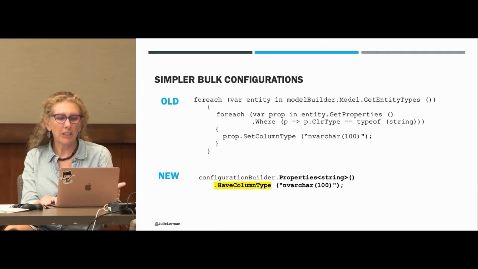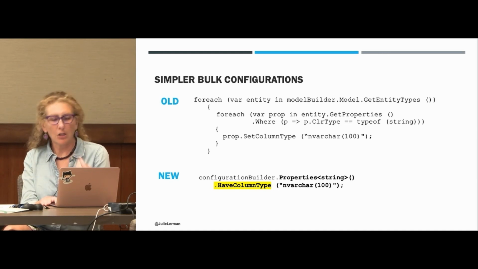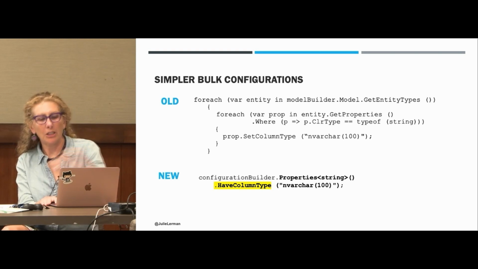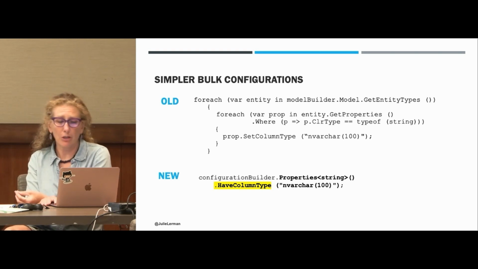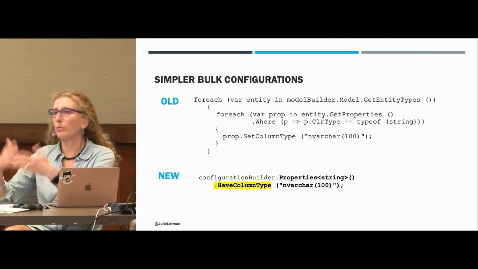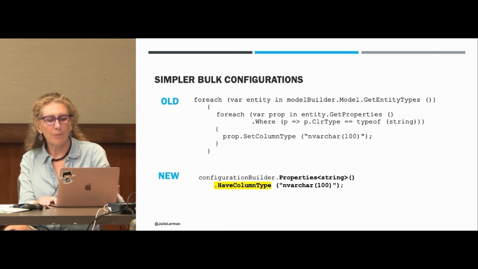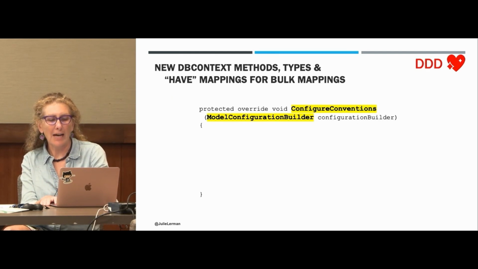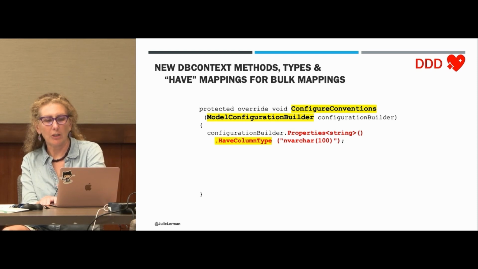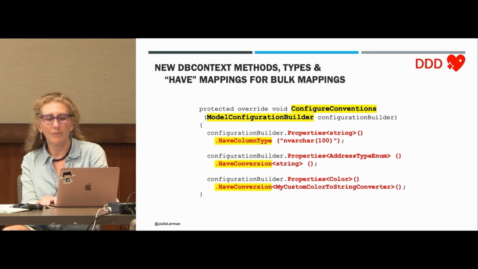Then just quickly, if you've used mappings to change things, like you always want a string to be an nvarchar(100) instead of nvarchar(max), we used to have to do it for every single entity, every single instance of any property throughout your whole model. Now we have bulk configuration. So for example, HaveColumnType goes into a new method called ConfigureConventions. We just say, every time you see a property of type string, it's HaveColumnType. And we can also use that with conversions.